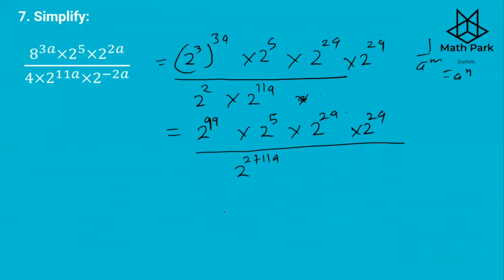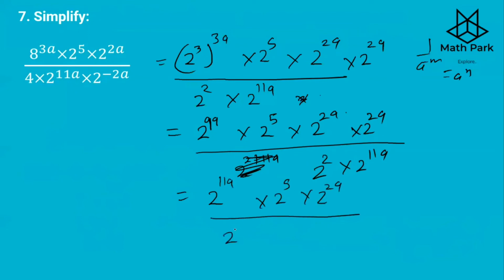Now let us simplify this further. So we have 2 raised to 9a plus 2a, 9 plus 2, 11a. So we can even write this separately, let us write it as 2 raised to 2 into 2 raised to 11a, so that it will be easy. Now this 2 raised to 9a and 2 raised to 2a is 2 raised to 11a, into 2 raised to 5. Let us keep it as it is. In the denominator we have 2 raised to 2 into 2 raised to 11a. This 2 raised to 11a and 2 raised to 11a got cancelled.